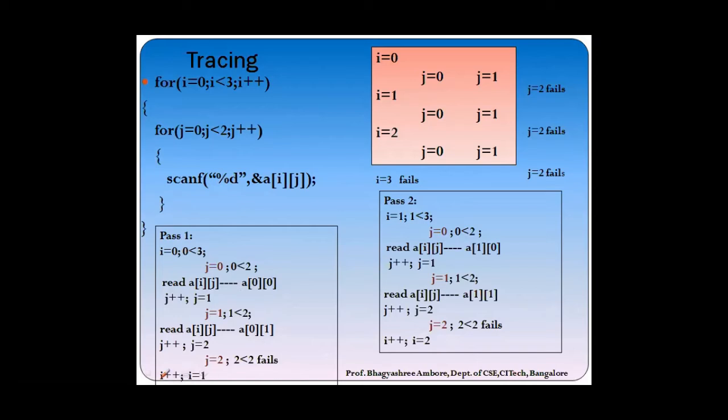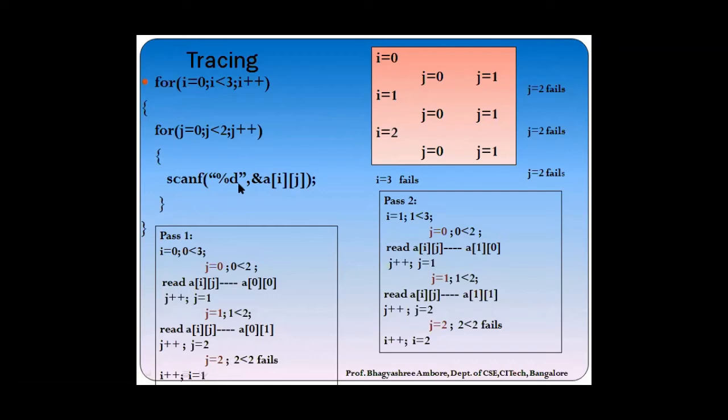When it comes out, what does it do? It increments the I value. Now I becomes 1. Now it starts with I equal to 1. I is less than 3? Yes, I is less than 3. Condition is true. Again it starts a J loop. Now J value is 0. 0 is less than 2? Yes, it is correct. It reads A of ij.